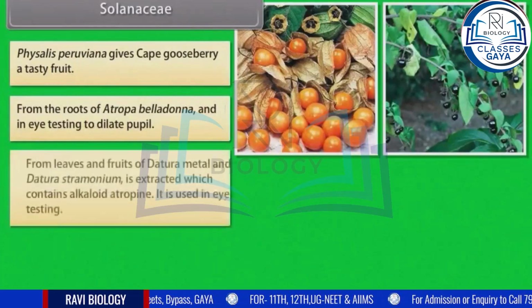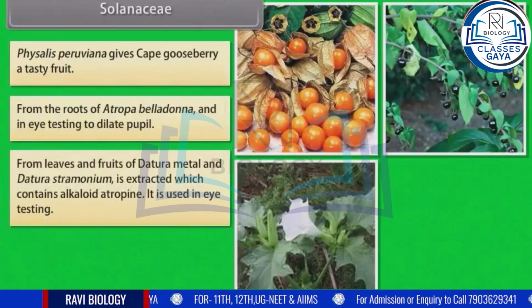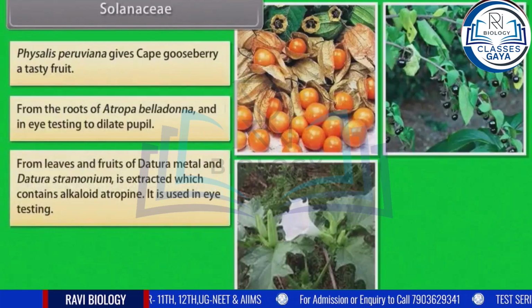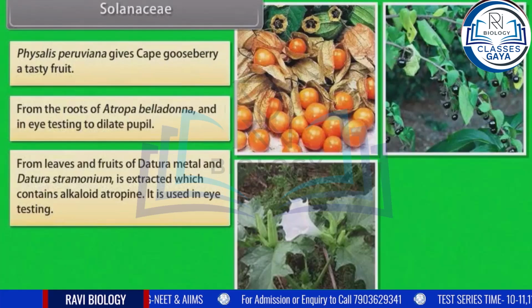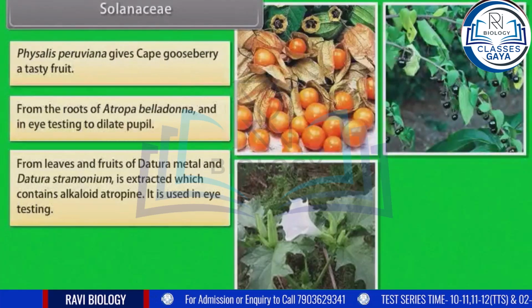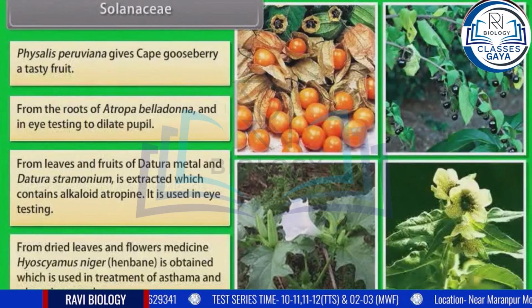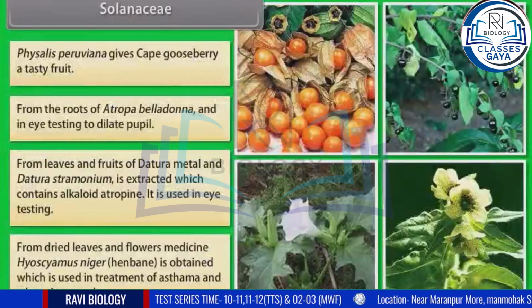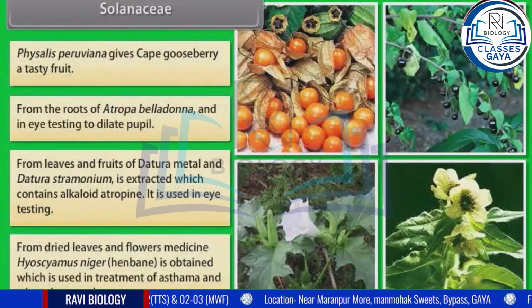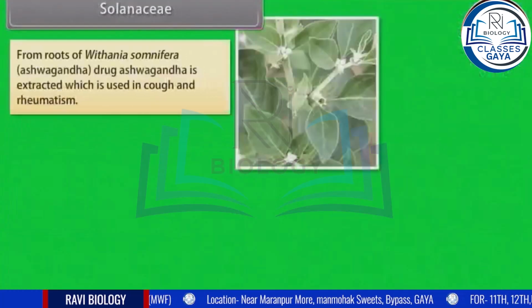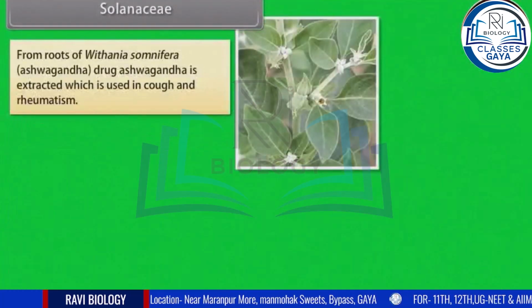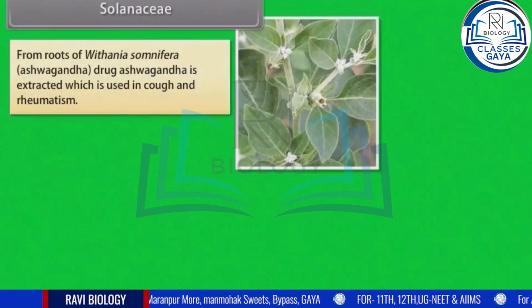From leaves and fruits of Datura metel and Datura stramonium, an extract is obtained which contains the alkaloid atropine. It is used in eye testing. From dried leaves and flowers of Hyoscyamus niger, henbane, medicine is obtained, which is used in treatment of asthma and whooping cough. From roots of Withania somnifera, ashwagandha, the drug ashwagandha is extracted, which is used in cough and rheumatism.